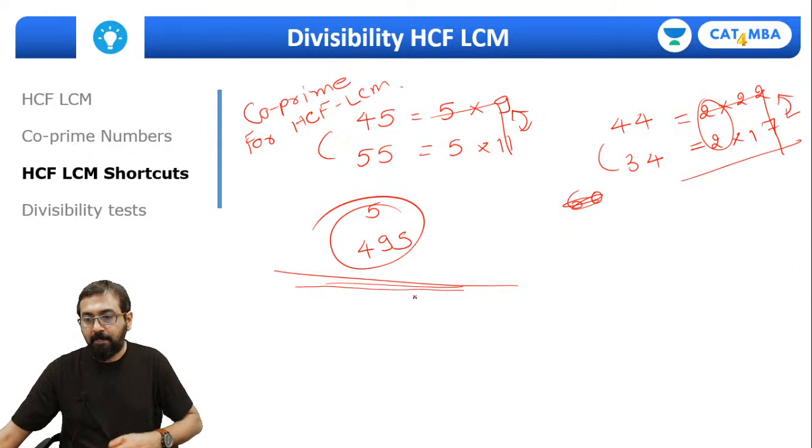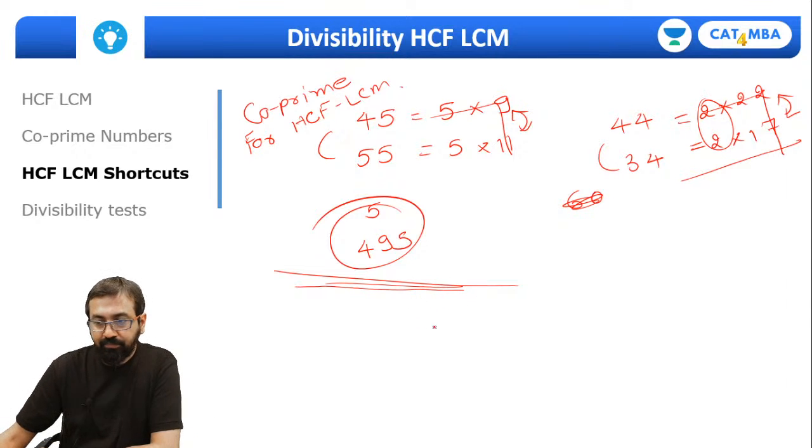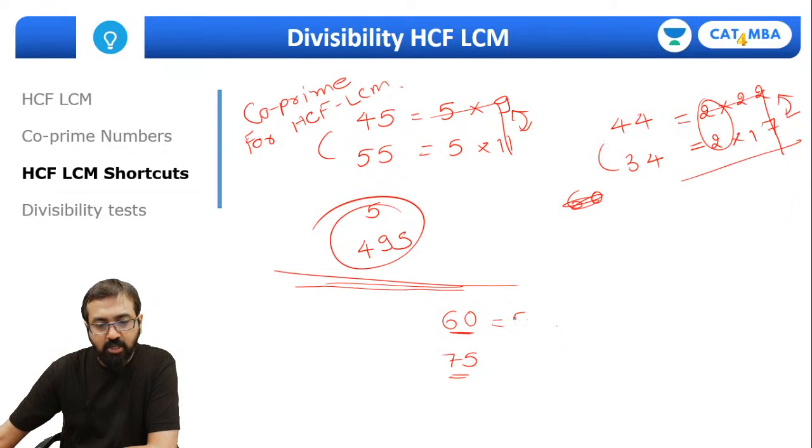Everyone, just pay attention. Suppose I ask you to find the HCF and LCM of two numbers, say 60 and 75. I can make out that both the numbers are divisible by 5. So you can easily make out that both these numbers are divisible by 5. Just write down these numbers as multiples of 5. So 60 is 5 into 12 and 75 is 5 into 15.